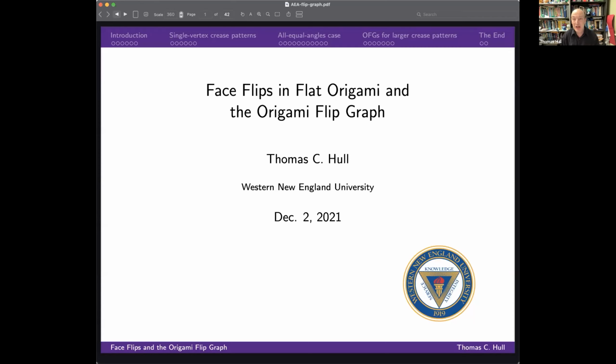And I'm very happy to talk about this topic, which is relatively new research on flat origami crease patterns. So I want to introduce what face flips are and talk a bit about why they are interesting, why we might care about face flips in flat origami, and then show you some new results, all of which I think are maybe 3 years old or less, so relatively new work.